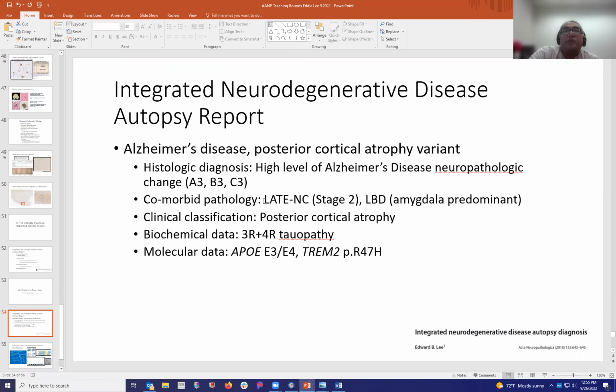So I like doing this layered diagnosis where the histologic diagnosis, the main one, is high level of ADNC, and I'll give the ABC score. I'll say that there's comorbid Lewy body disease, and give them their appropriate stage or types. The clinical classification is posterior cortical atrophy. Again, recognizing that most places don't have biochemistry, but we know that this is a 3-repeat and 4-repeat tauopathy.